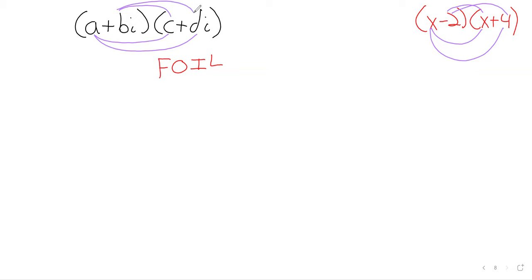So A times C is A times C. There's our first. A times Di is A times D times i. There's our outer. Bi times C is B times C times i. There's our inner. Bi times Di is B times D times i times i.